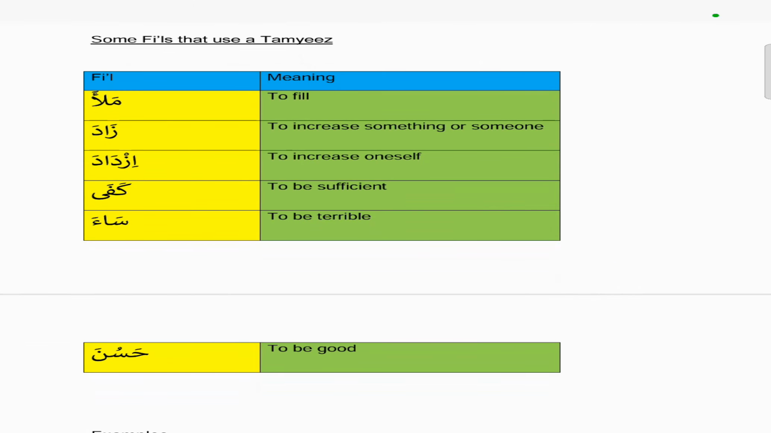These are some fi'ls that use a tamyiz. The first one is mala'a, which means to fill. Zada is to increase something or someone. Izdada is to increase oneself. Kafa is to be sufficient. Sa'a is to be terrible. And hasuna is to be good. When you see these fi'ls, you'll often see a tamyiz with them in order to give more clarification.